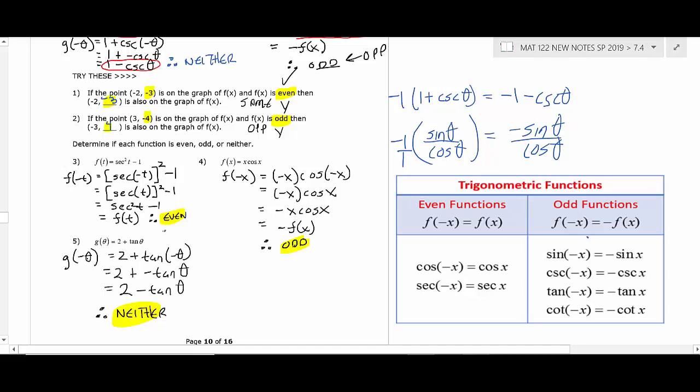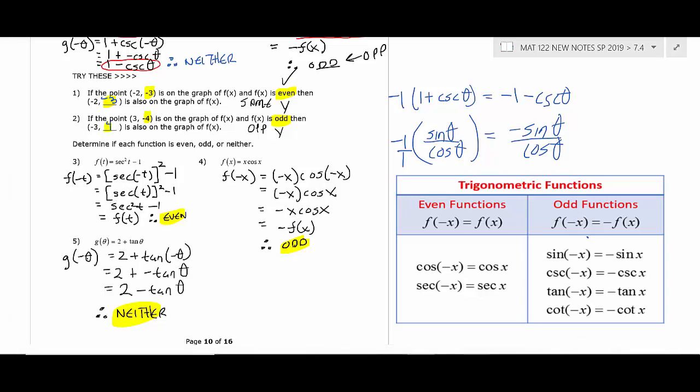Number three is an even function. So the first thing I do is write f of -t equals secant -t squared minus 1. Be sure you write this down right. If you don't have your proof as clear as I have it here, you need to get that adjusted. A lot of times students just kind of write stuff on their paper, and I can tell they don't really understand what's going on. So you want to write it this way.